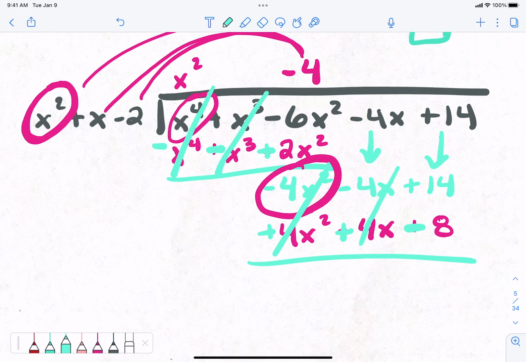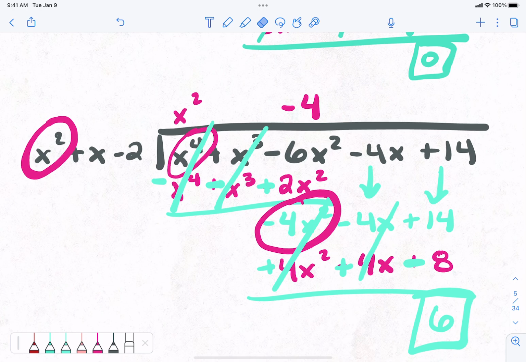Is our remainder going to be 0? No, we are going to have a remainder. What's 14 minus 8? 6. I do have a remainder. I always put a box around my remainder. 6 is my remainder. Okay, how do we write that as a remainder?